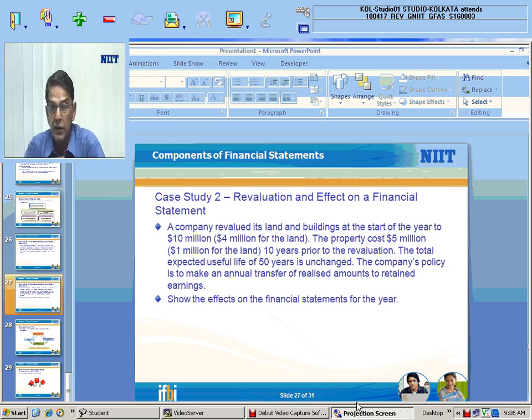So we now look at the second case study for revaluation model and the effect of revaluation on the financial statements. We have done one case study in yesterday's session, last session. So today we'll do the second case study. The case study is on your screen.